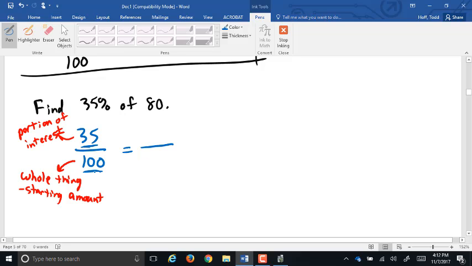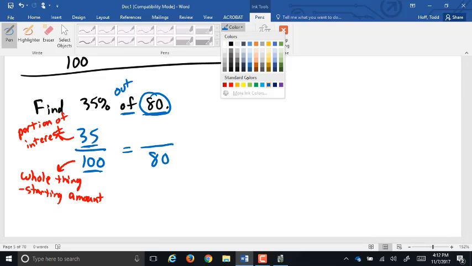Well, for this to be a problem, one of those numbers has to be missing. And it is. We only have the 80 here. So is the 80 the piece of interest or is it the whole thing? It's the whole thing, yes. And one of the cues here is the word of. We can think of that as out of 80. Implies that 80 has to go on bottom. It's the whole thing. Now, some of you were probably taught a little mnemonic.